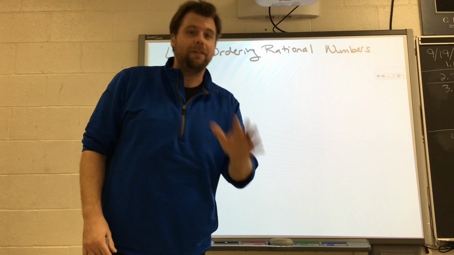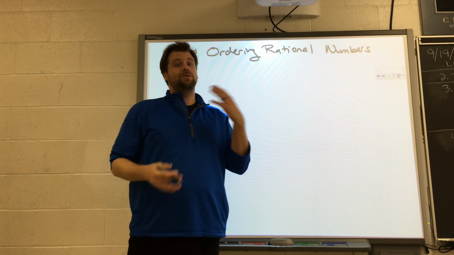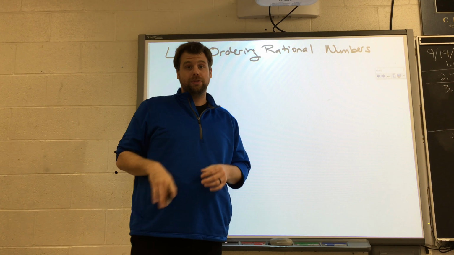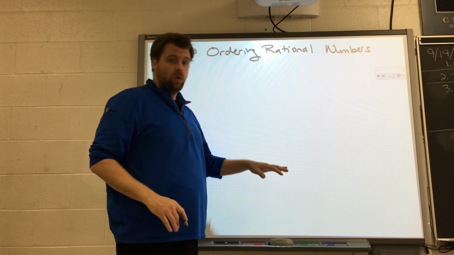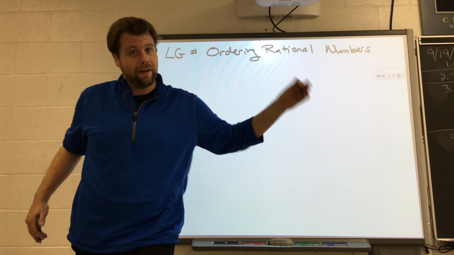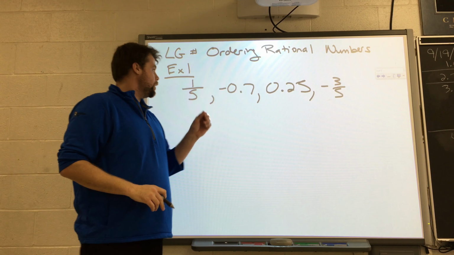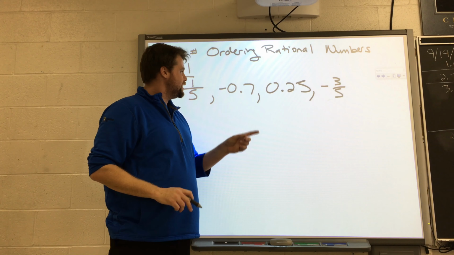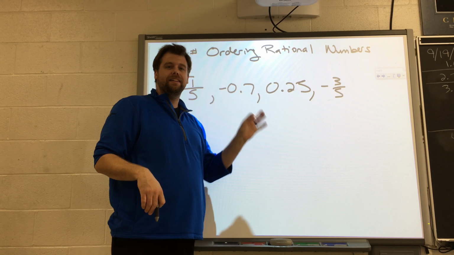Okay, today we're going to be focusing on ordering rational numbers, so taking fractions and decimals and integers and putting them in order from least to greatest. So let's take a look at an example problem right away. Okay, here we go. We've got four numbers: 1/5, -0.7, 0.25, and -3/5.